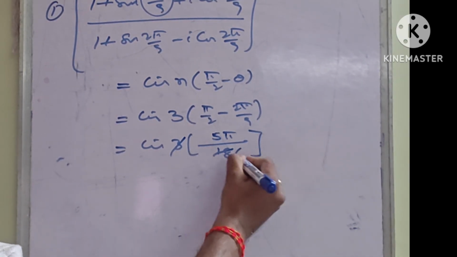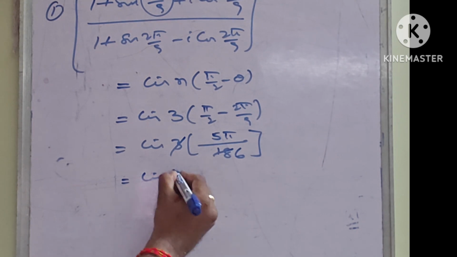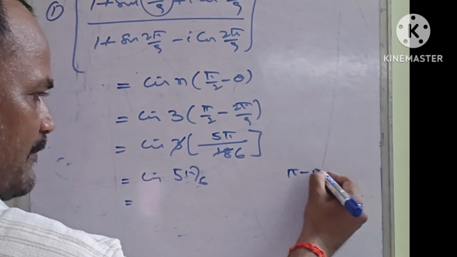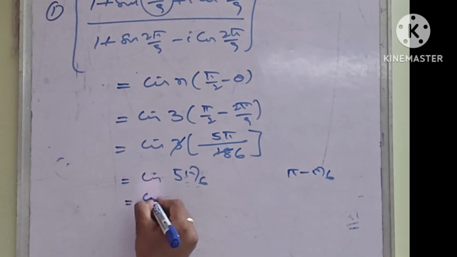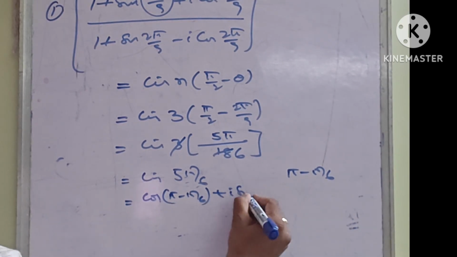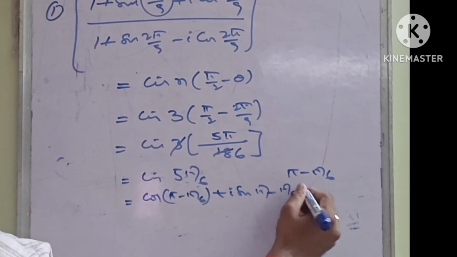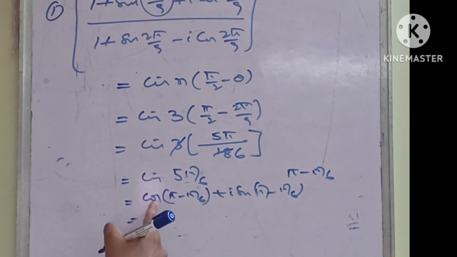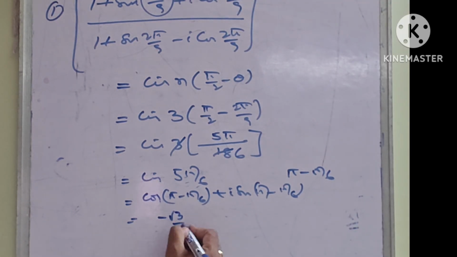So 3 times, that gives cis of 5 pi by 6. So 5 pi by 6 means pi minus pi by 6. Now cos of pi minus pi by 6 plus i sin of pi minus pi by 6. Here cos of 180 minus theta is minus cos theta, so cos 30 gives minus root 3 by 2, plus i, here 1 by 2. So that is 1 by 2 times minus root 3 plus i. So this is the answer.